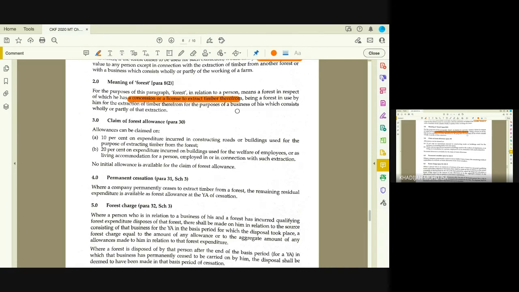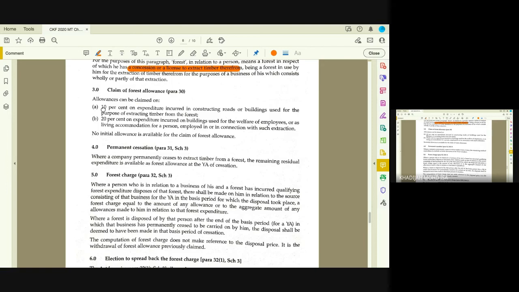The claim for allowance is 10% for the roads or buildings, and 20% for your welfare or living accommodation. So there are only two rates for the forest, 10% or 20%, depending on the type of expenditure. There's no initial allowance, so this one is an annual allowance. For your roads and buildings, you have 10 years to claim, and for the welfare of employees or living accommodation it is 20% per annum.